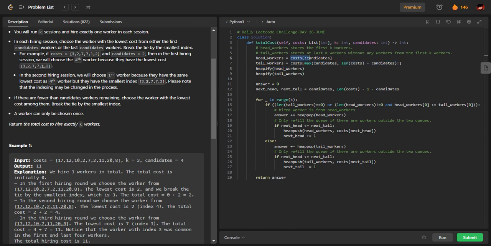Okay, see, cost of... see what it means is, remember one thing. This is something which I don't like. They are calling it candidates, but it's a very vague name. It should be named as M. Throughout this solution I will call it M. Okay, so what is happening?